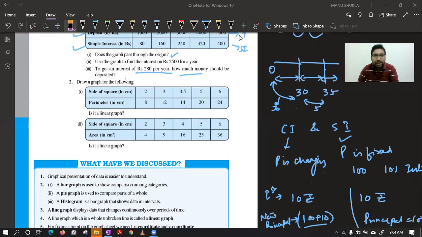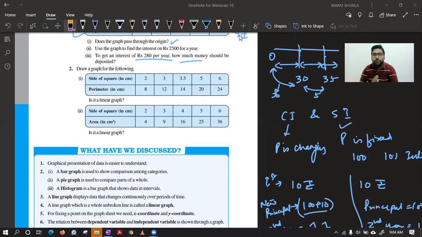Let us see. Question number 2. Draw a graph for the following. Again, it is very simple, but what are we having? Side of a square and perimeter.